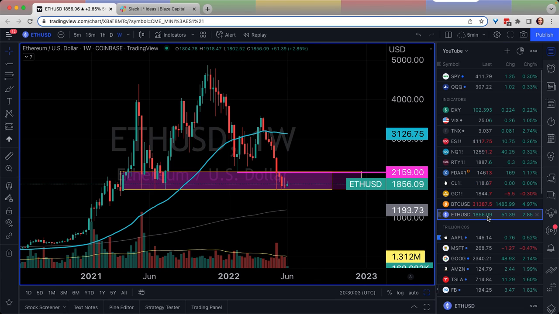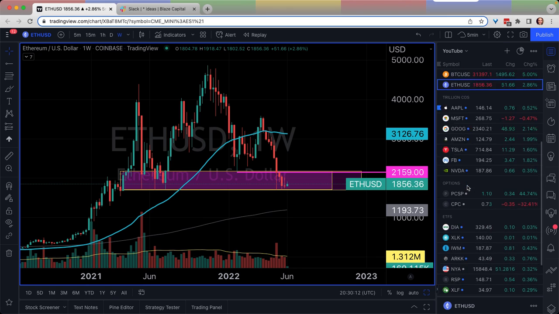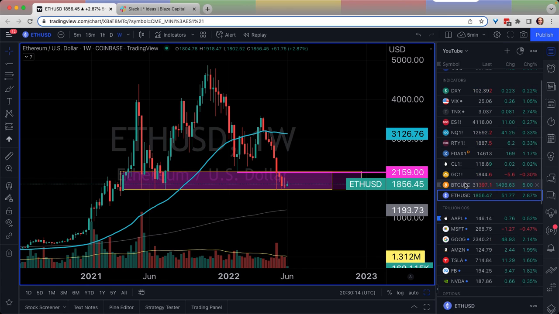And what's particularly notable here is that Ethereum is usually an amplifier or has more beta than Bitcoin. Not now. Bitcoin's up twice as much as Ethereum. That's very notable. For the rest of these stocks, we did a much deeper review on the weekend review.